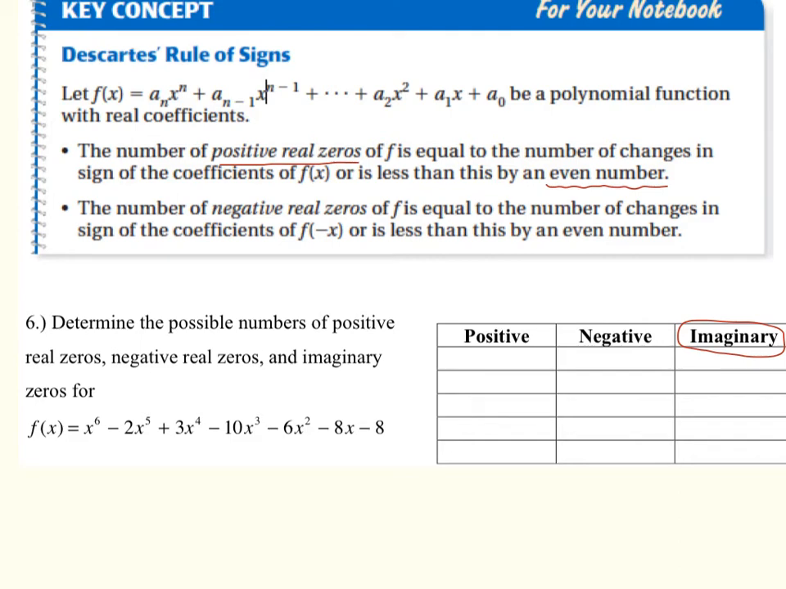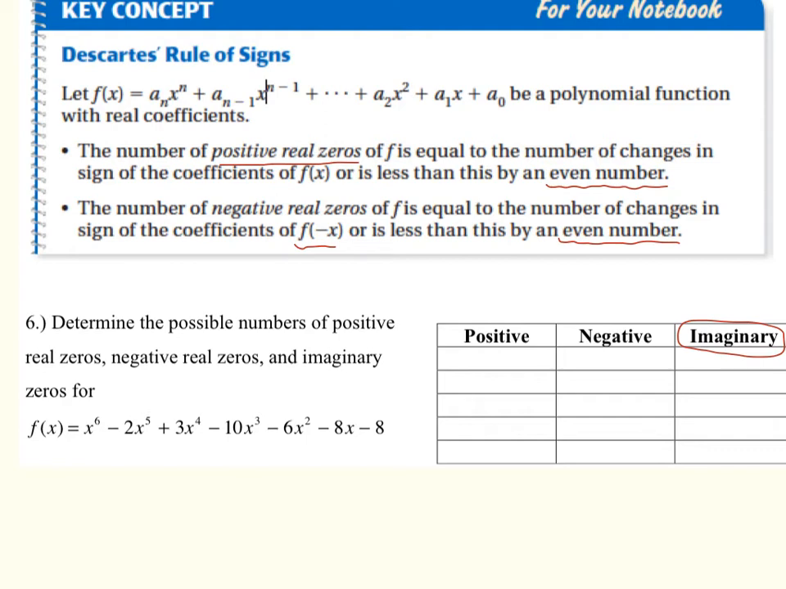The number of negative real zeros then, or negative x-intercepts, would equal the number of changes in sign when we find f of negative x. And if it's not that number, it could only be less than that by an even number, because again we'd be making them up in that imaginary column.